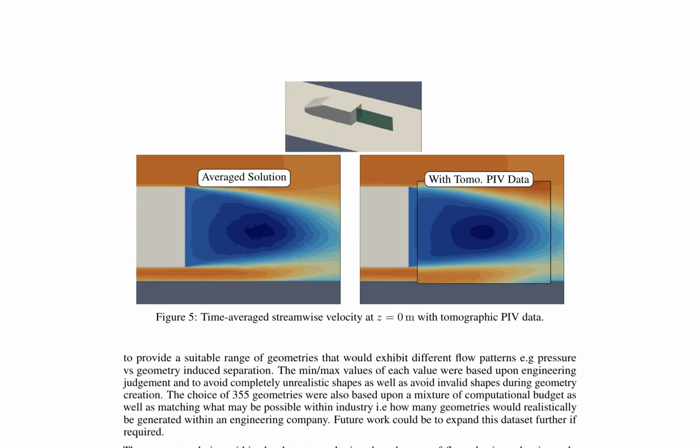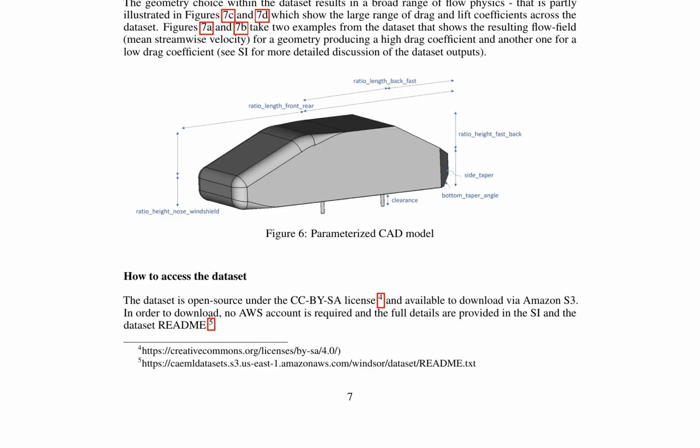The averaged solution with tomographic PIV data focuses on the time averaged streamwise velocity at z equals 0 meters. This data is used to create a range of geometries exhibiting different flow patterns, such as pressure versus geometry-induced separation. The selection of 355 geometries balances computational budget and industrial feasibility. The dataset's breadth is illustrated in Figures 7c and 7d, showcasing a wide range of drag and lift coefficients.